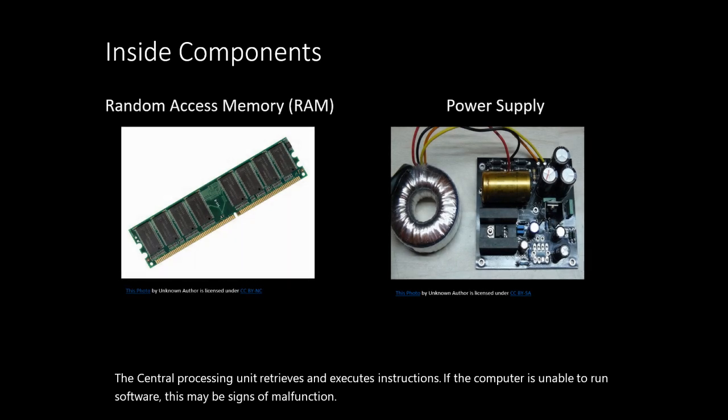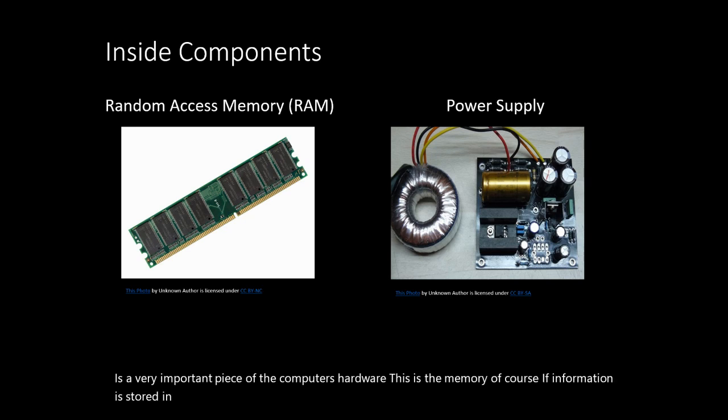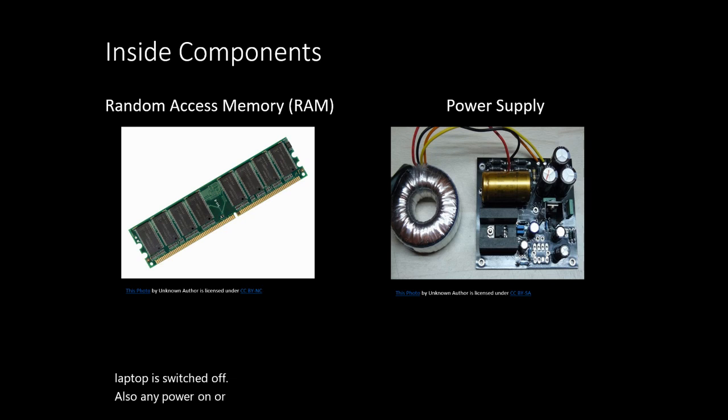Random access memory, also known as RAM, is a very important piece of the computer's hardware. This is the memory, of course. If information is stored in RAM, it will be lost when the power supply to the PC or laptop is switched off. Also, any power on or system startup failures and loops can be problems related to the power supply.